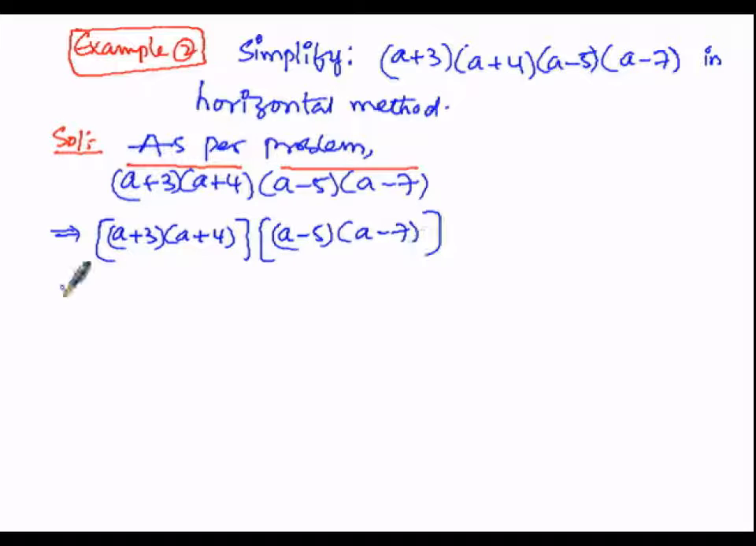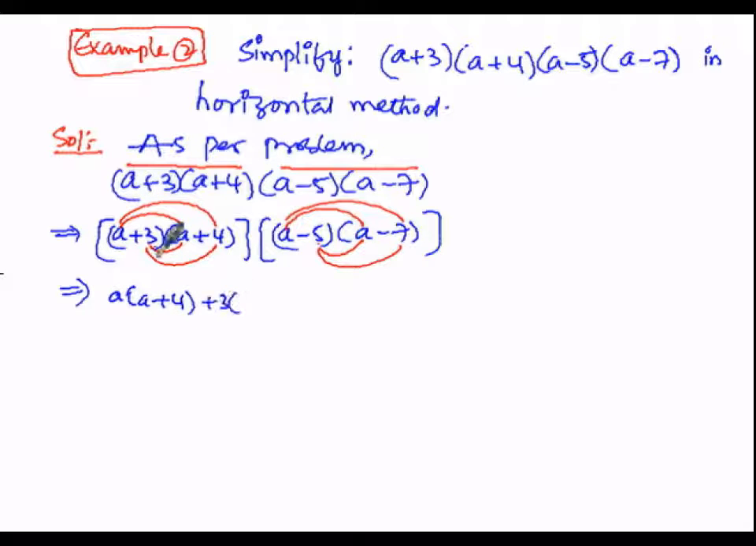Then here we have to multiply a with a and a with 4, then 3 with a and 3 with 4. So here also, a with a and a with 7, 5 with a and 5 with 7. Then the next term will be a into the entire bracket, that is a plus 4, plus 3 into the entire bracket, that is a plus 4. Similarly here also, a with the entire bracket a minus 7, minus 5 with the entire bracket a minus 7. So here we have utilized the left distributive law, a with the entire bracket a plus 4 and later 3 with the entire bracket a plus 4. Similarly a with the entire bracket a minus 7 and minus 5 with the entire bracket a minus 7.